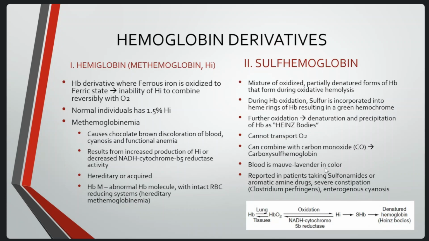Now, for the hemoglobin derivatives, we have the following. We have mentioned the methemoglobin. This is a hemoglobin derivative where the iron in the ferrous state is oxidized to the ferric state, so that when it is converted to this hemoglobin, it is unable to combine reversibly with oxygen. This is seen among normal individuals up to 1.5%, but when it is increased, it can cause methemoglobinemia.